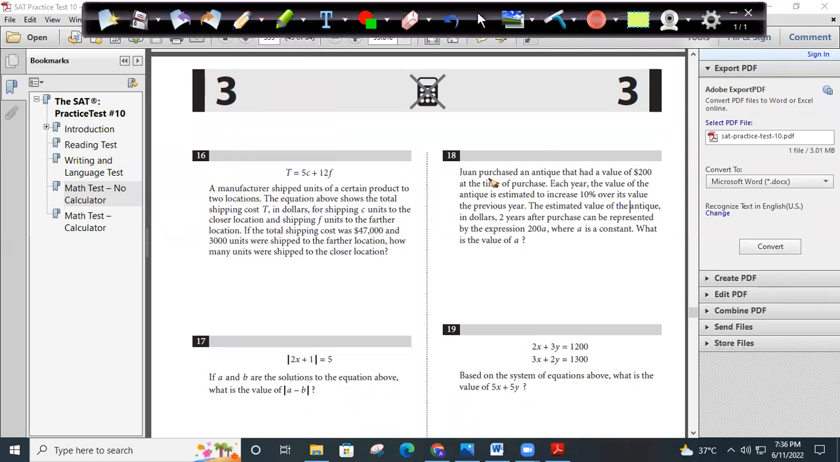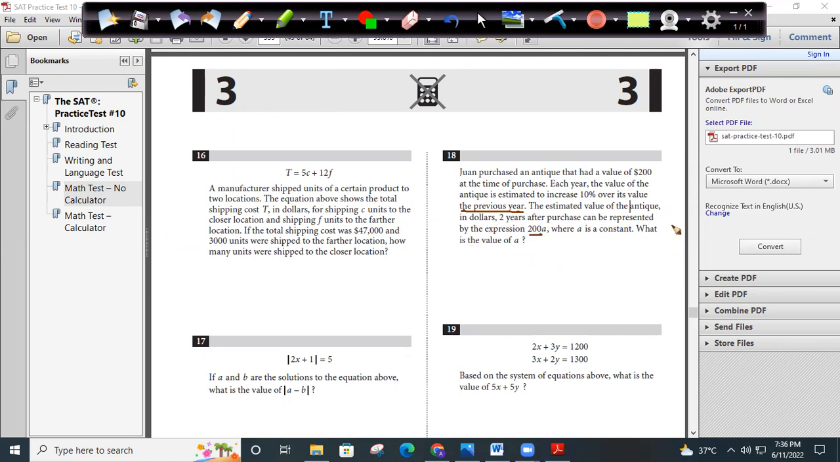John purchased an antique that had a value of 200 at the time of purchase. Each year, the value of the antique is estimated to increase 10% over its value the previous year. The estimated value of the antique in dollars 2 years after purchase can be expressed by the expression 200 into A, where A is a constant. What is the value of A?